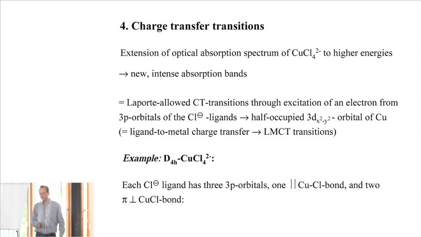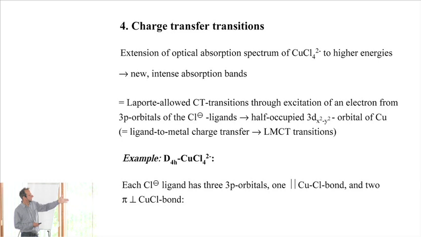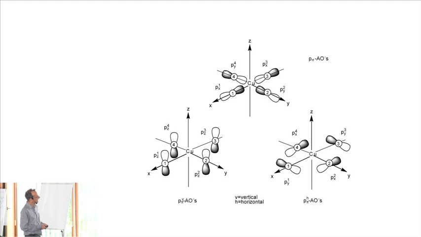We again go to the D4h tetrachlorocuprate. Each chloride ligand has three p orbitals, one sigma orbital parallel to the copper chloride bond, and two pi orbitals perpendicular to the copper chloride bond. You see these orbitals here, so we have four orbitals which are sigma orbitals, and eight orbitals which are pi orbitals, and these can be separated in pi vertical orbitals, which are vertical to the molecular plane, and pi horizontal orbitals which are within the molecule.